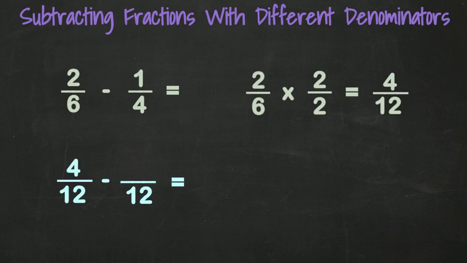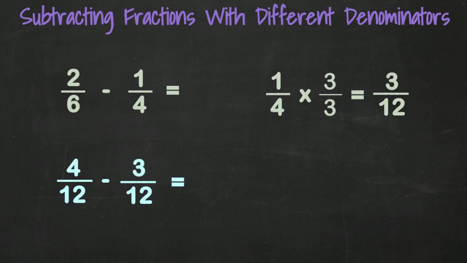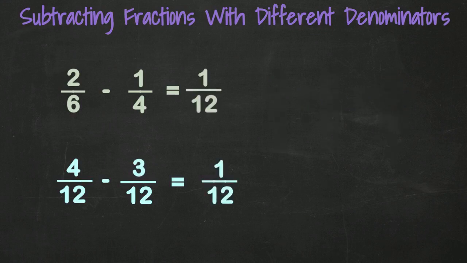The denominator in our second fraction of 4 goes into 12 3 times. So we multiply our numerator times 3, and we get 3. Our new equivalent fraction is 3 over 12. We now have two equivalent fractions of 4 over 12 and 3 over 12. And when we subtract 3 from 4, we get 1 over 12, which is already in its simplest form.